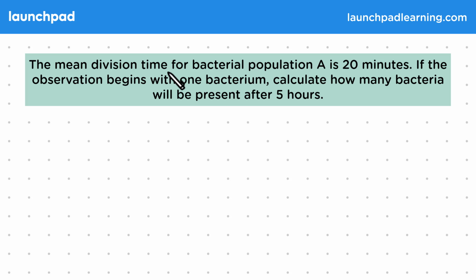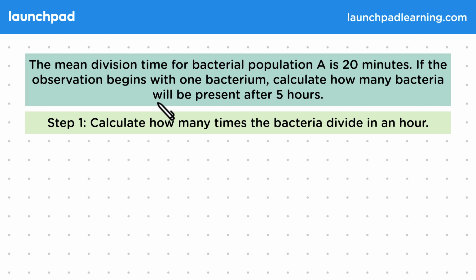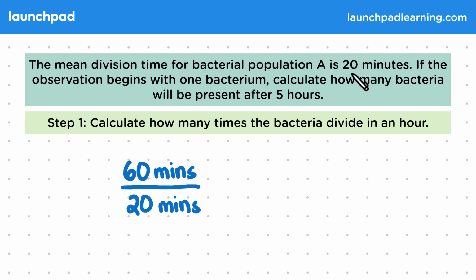The mean division time for bacterial population A is 20 minutes. If the observation begins with 1 bacterium, calculate how many bacteria will be present after 5 hours. So step 1 is to calculate how many times the bacteria divide in an hour. To do this, we just need to divide 60 minutes by 20 minutes, which is the mean division time, which gives us 3 divisions an hour.